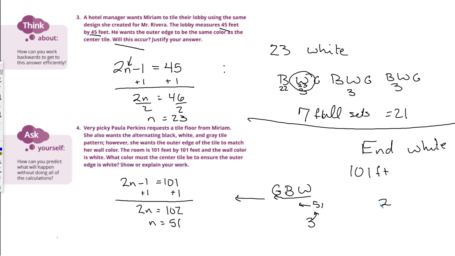I have 7 full sets. And so therefore, to have a full set, what I would start on is gray, because 51 divided by 3 is 7. That means I'm going to be going through the pattern 7 full times. So in order for me to end up with white as the end, I must start on gray. And again, if you wanted to, you could go back from white 51 of those numbers and see which one it is.